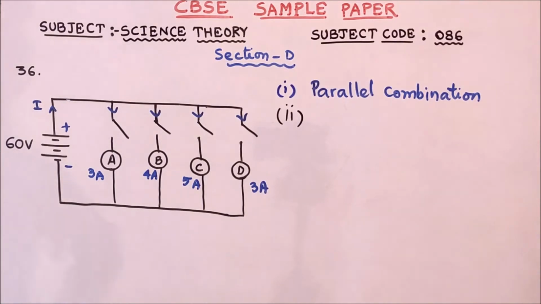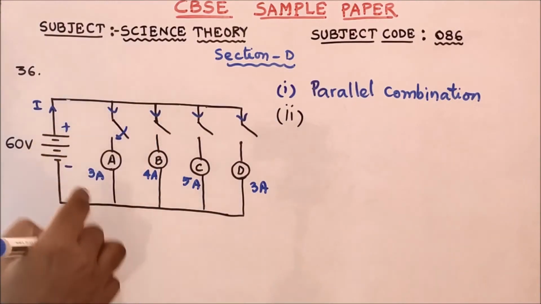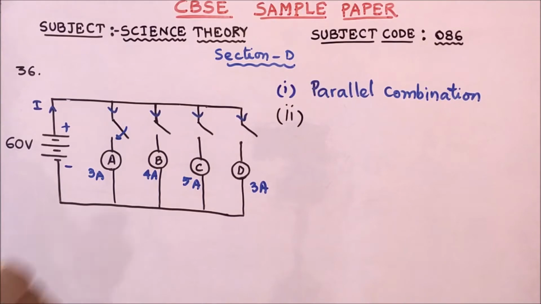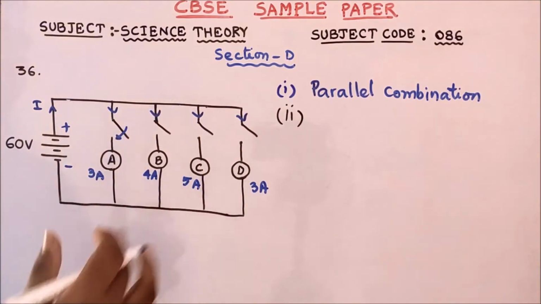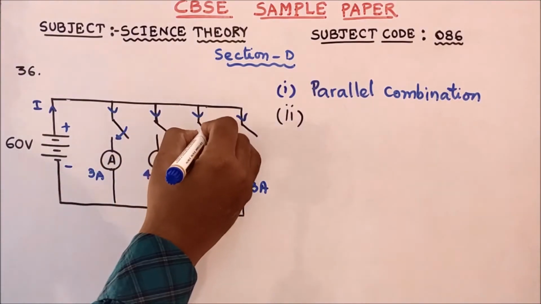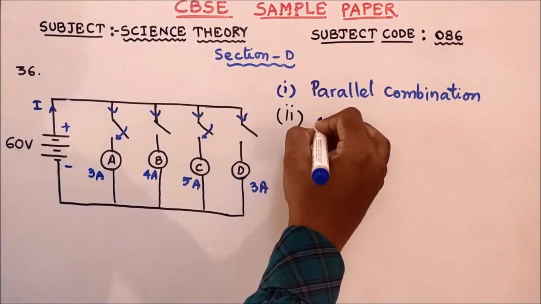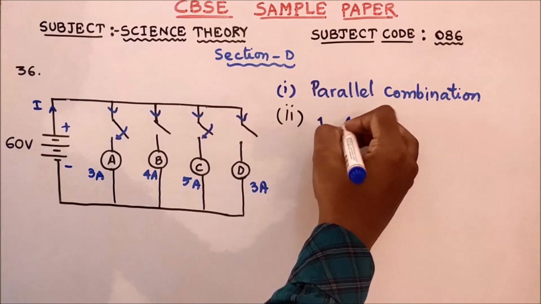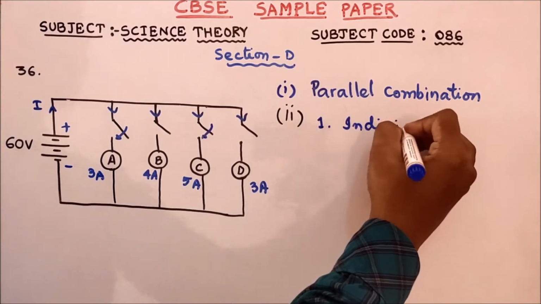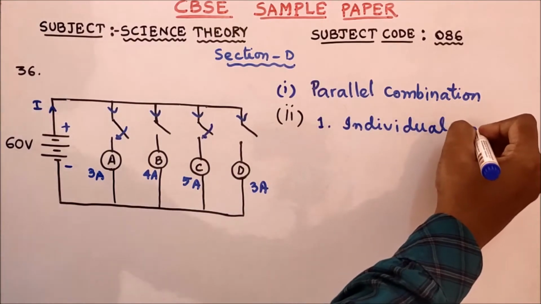First thing, let us understand what would happen. See here, if I turn on only one switch, so if I want only lamp A, I can do this. If I want any 2, suppose I want A and C, I can do that, right? So the first and foremost advantage of parallel combination is the individual control of each lamp. So I'll write the first advantage as individual control.